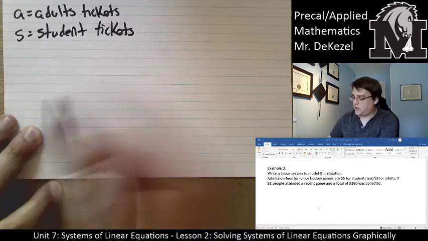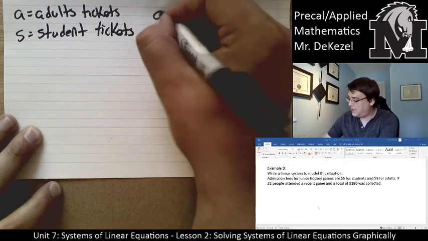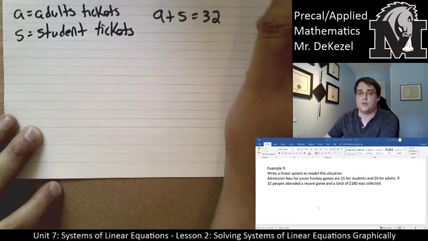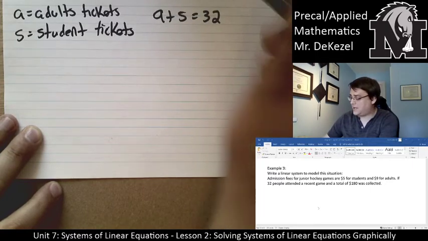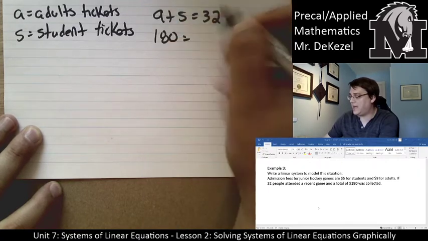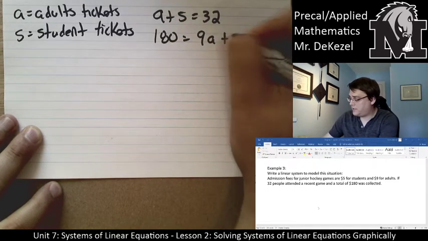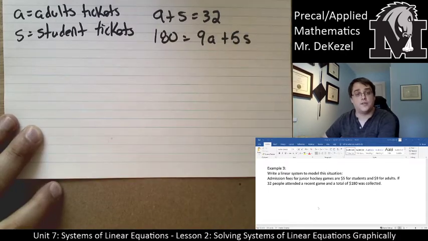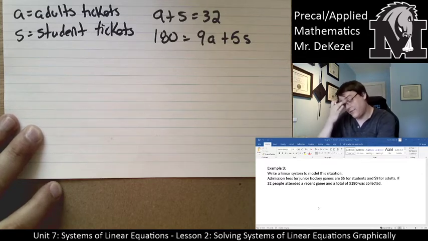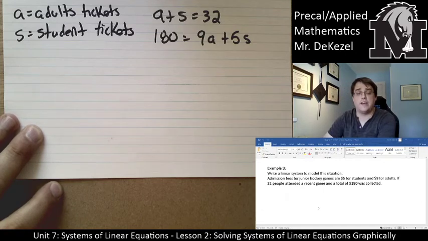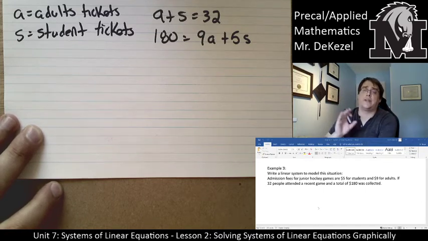As far as our equations go, we know that there were 32 people total. So A plus S must equal 32. And the total number of dollars that was collected is 180. And we know that we get $9 per adult plus $5 per student. So I have two equations here. I can go ahead and rearrange these to find out their slopes, their intercepts, and graph them. One thing I want to take note of, though, is that there is no possibility to have negative students and negative adults, so we're only going to have the upper right quadrant of our graph when we get there.